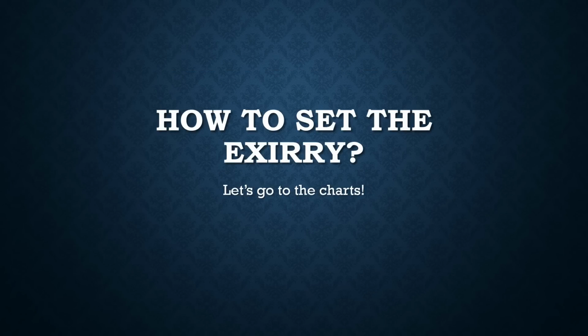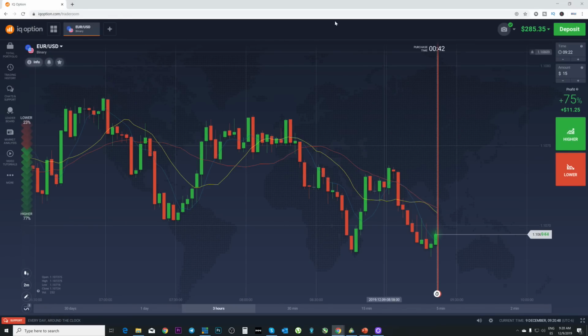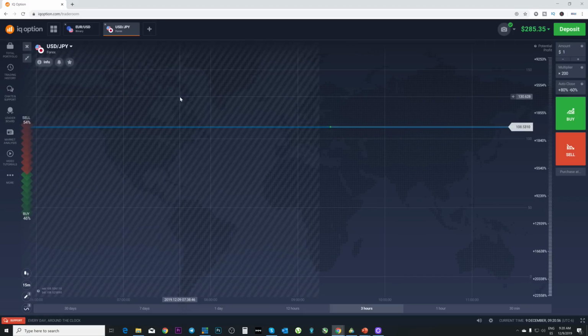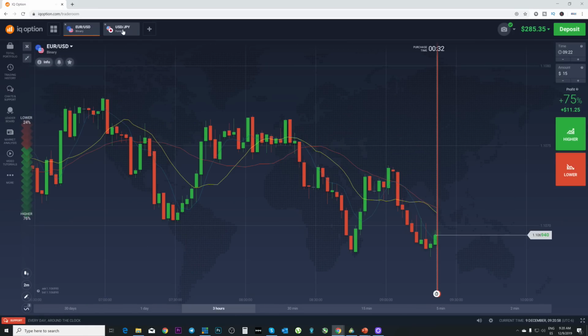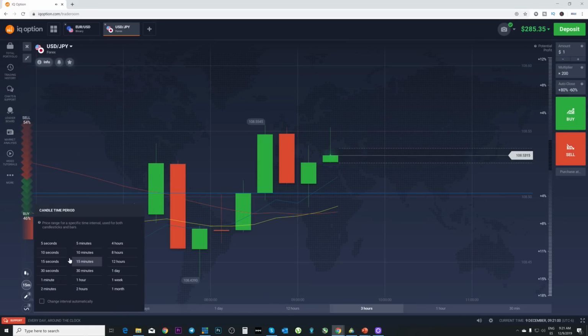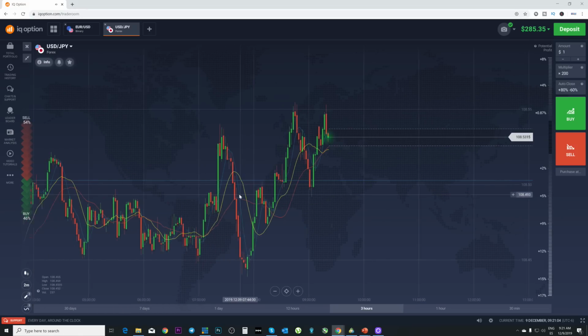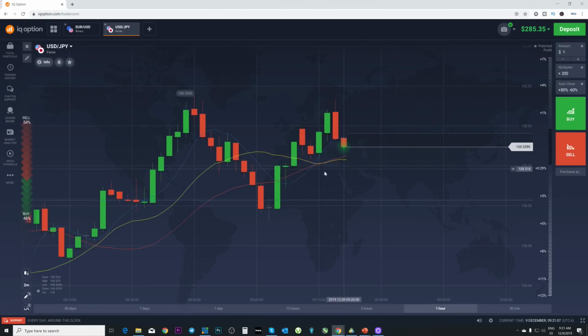Now, how to set the expiry time, right? How do I set up the expiry time in this 2-minute strategy? Let's go to the charts. And right now, what I'm going to teach you is how to set up the expiry time in IQ Option. I'm going to try to look for an opportunity to actually enter a trade. Let me see, 2 minutes. There you go. Maybe I find something so that I can enter.